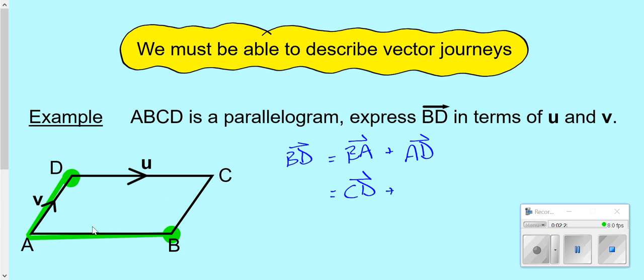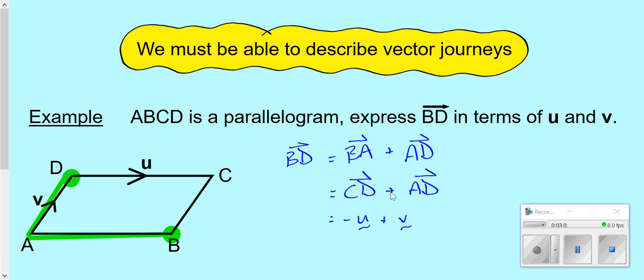Now, this vector AD, I know that's V, so I can just keep that the same just now. C to D is heading the wrong way along U, so that's a minus U. Remember, that's a vector, so I have to put the little line underneath because I can't write in bold. And it's negative because I'm heading the wrong way down it. And I'm going to add on A to D, which is positive V. And there is the vector BD in terms of U and V. So it's negative U plus V.